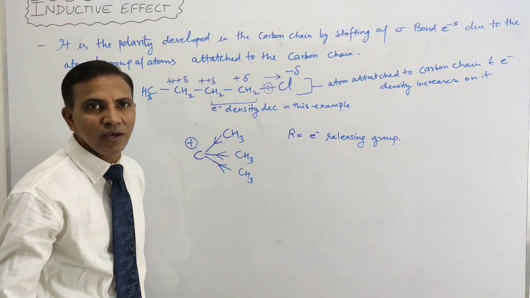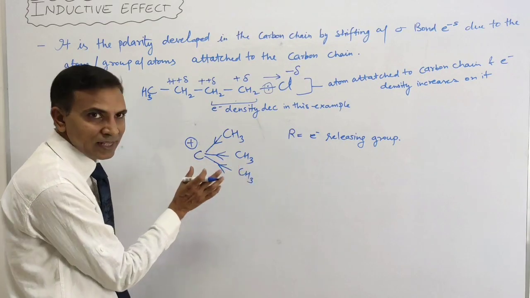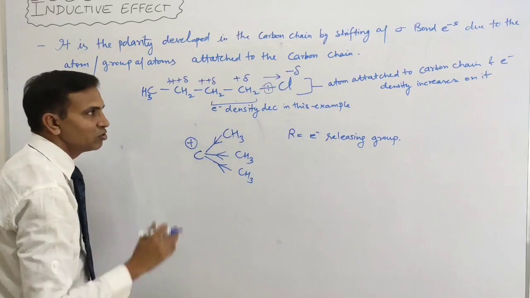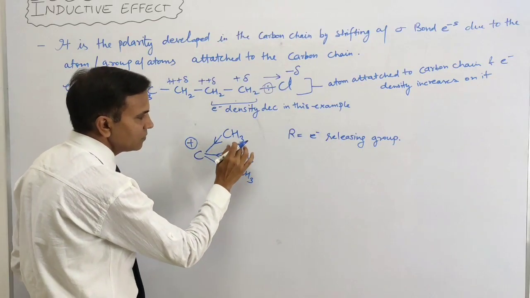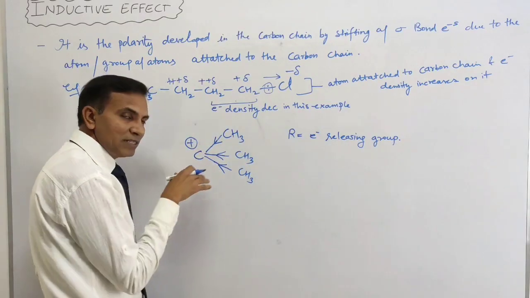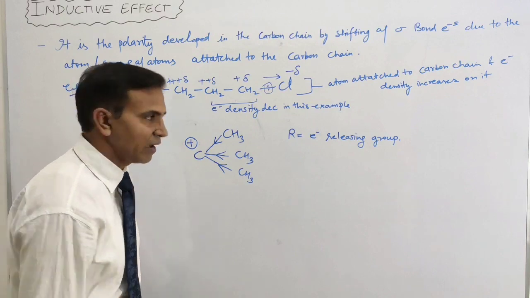If we compare with 2 degree or 1 degree carbocations, I am taking just an example here because I want to show that the electron density increases, right? So this also shows the I effect. Whether it is plus I or minus I, that will come in the types of the I effect, the inductive effect, right?